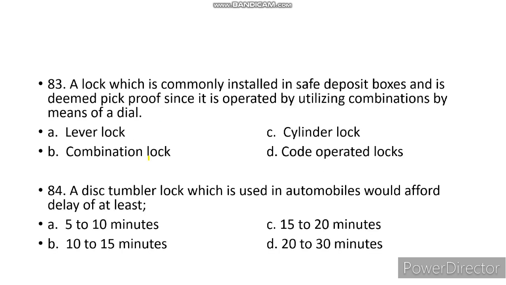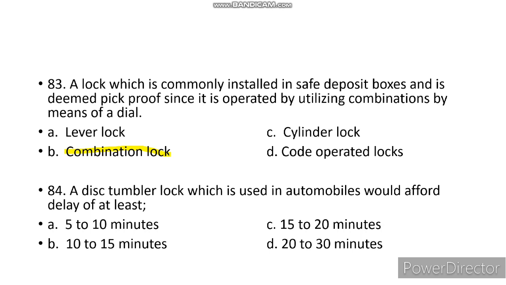83. A lock which is commonly installed sa safe, di ba? Hindi to napipick proof, hindi to yung nasusundot kasi nga it's operated by utilizing combination ng mga locks by means of dial. So meron tayo din ito minsan. May vault ba kayo? Meron ba kayong safe? So that's combination lock.